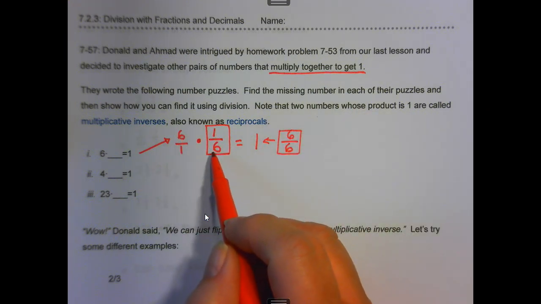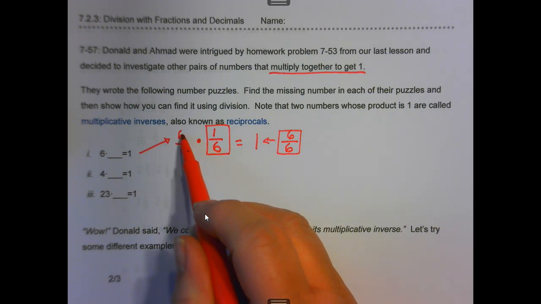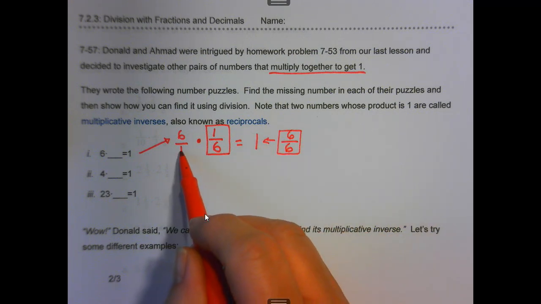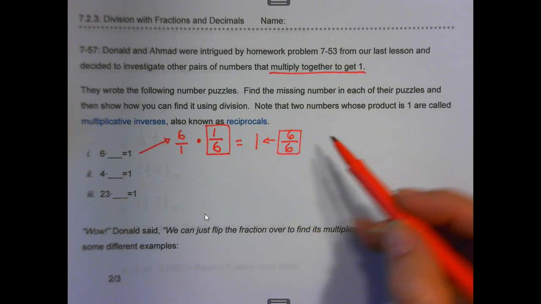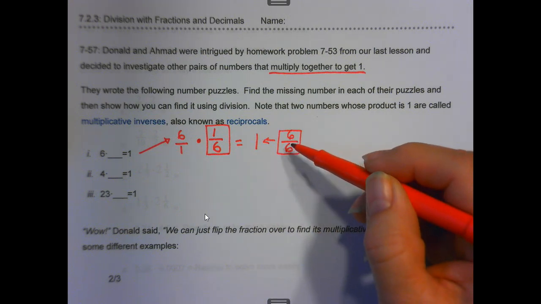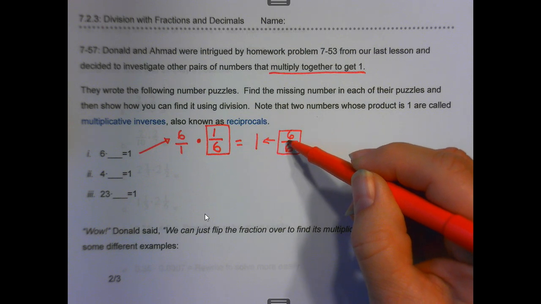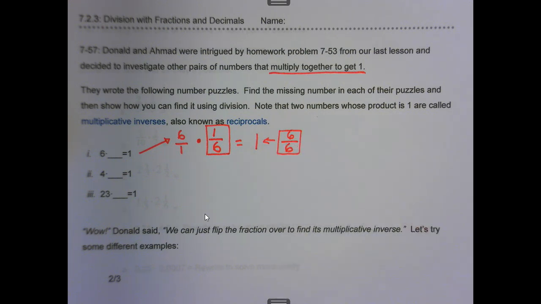1/6 is the reciprocal of 6 over 1. And when I multiply these together, 6 times 1 is 6. 1 times 6 is 6. And I can do a little division problem, sometimes in my head, sometimes I just say it out loud. And I've got 6 divided by 6, and that takes me back to the 1 that was in my answer.